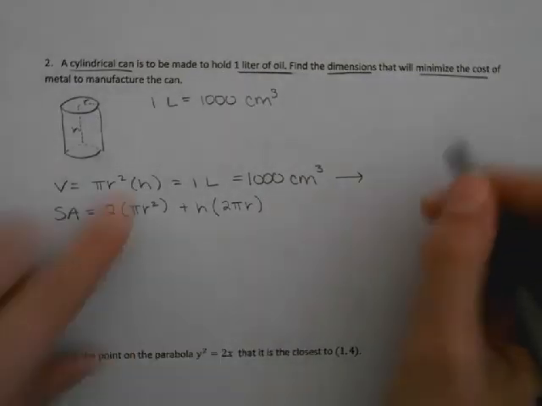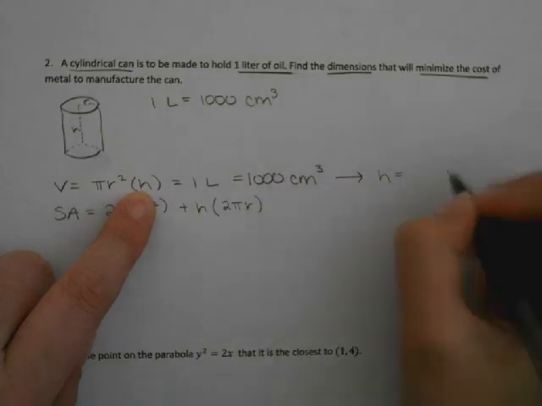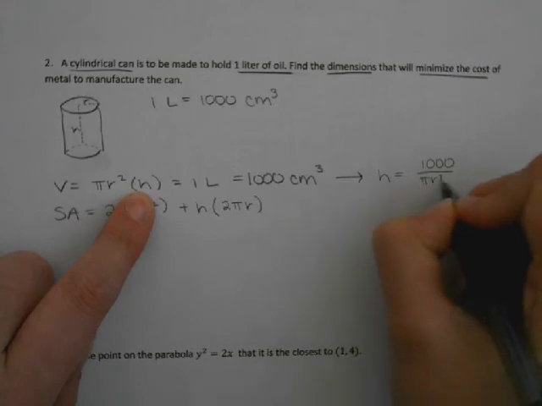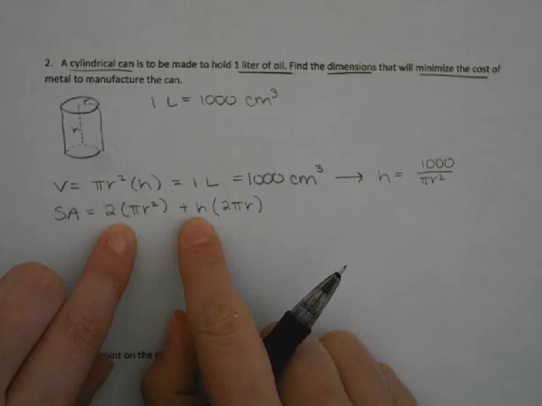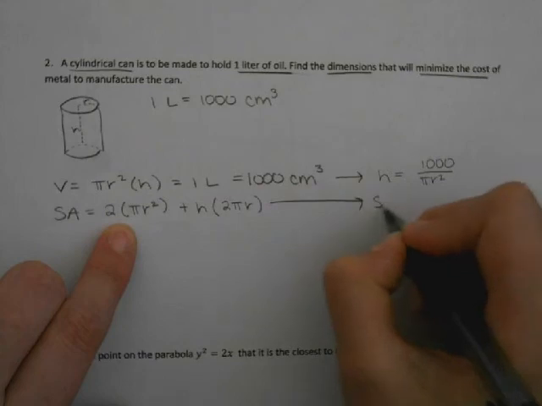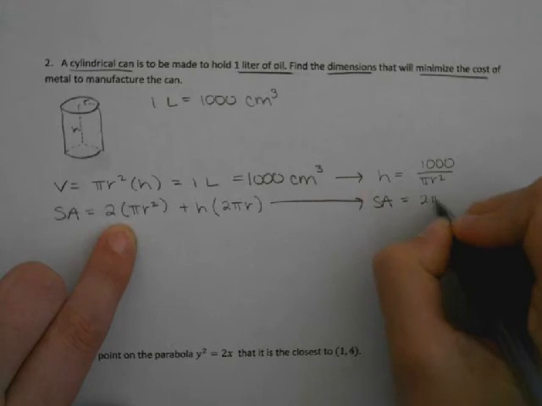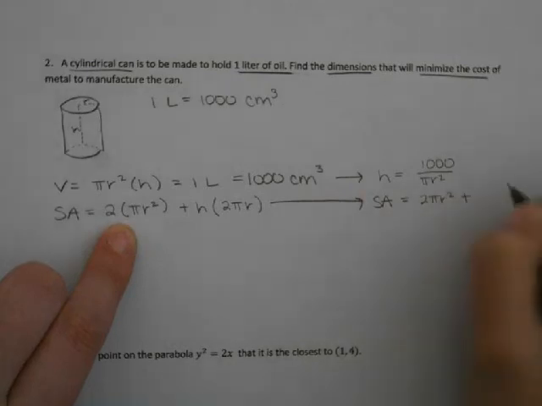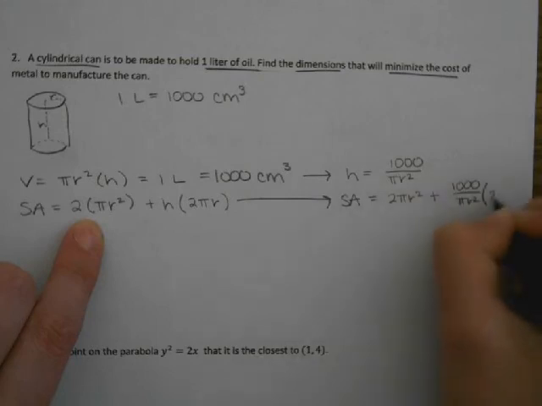So here I'm going to say I've got 1,000 centimeters cubed equals pi r squared times h, and that h would be pretty easy to isolate here. So I'm going to say h is 1,000 divided by pi r squared. And then over here, it's going to be pretty easy for me to just take the stuff for h and substitute it in right there. So I'm going to say the surface area, the thing that I'm trying to minimize, is going to be 2 pi r squared plus my value for h, 1,000 over pi r squared, times 2 pi r.